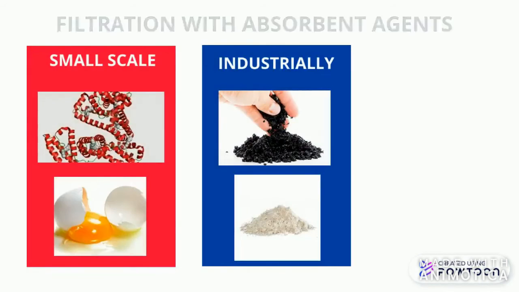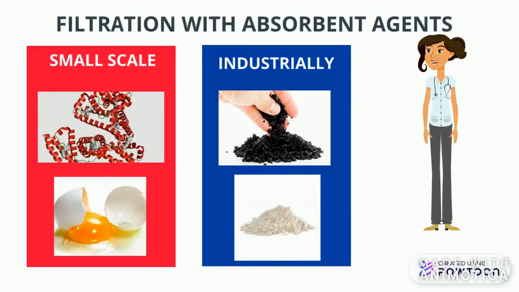Sometimes, when the filtration fails to clarify the syrup, this operation is carried out with the help of absorbing agents. Egg albumin is used on a small scale, but it has drawbacks such as fixing the active ingredients and changes in pH. Industrially, activated carbon, kieselguhr, and diatomaceous earth are used as clarifiers.